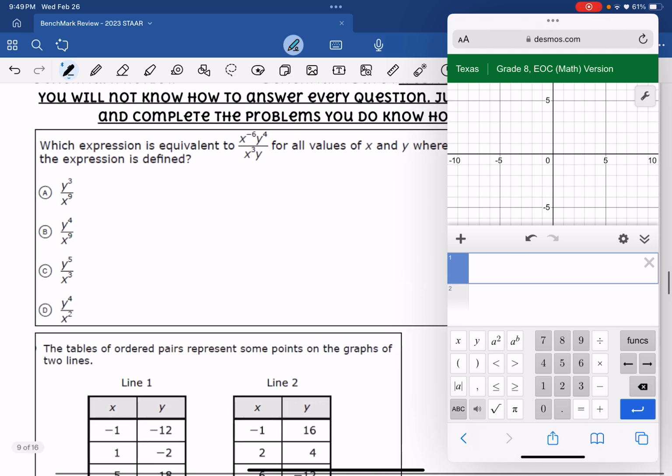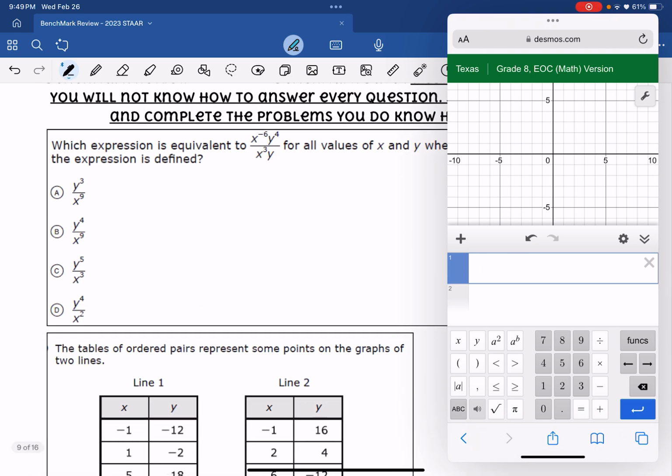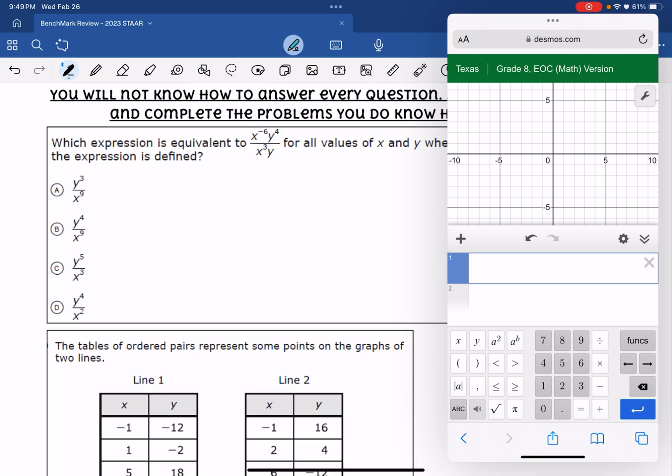All right, this one's just your quotient rule. So remember, when you're doing quotient rule, you just subtract. So -6 minus 3 is a -9. And then y to the power of 4 divided by y to the power of 1. Remember, that's a 1, so 4 minus 1 is 3. But remember, negatives go on the bottom. So our answer is this. Oh, no, y. X to the power of 9.